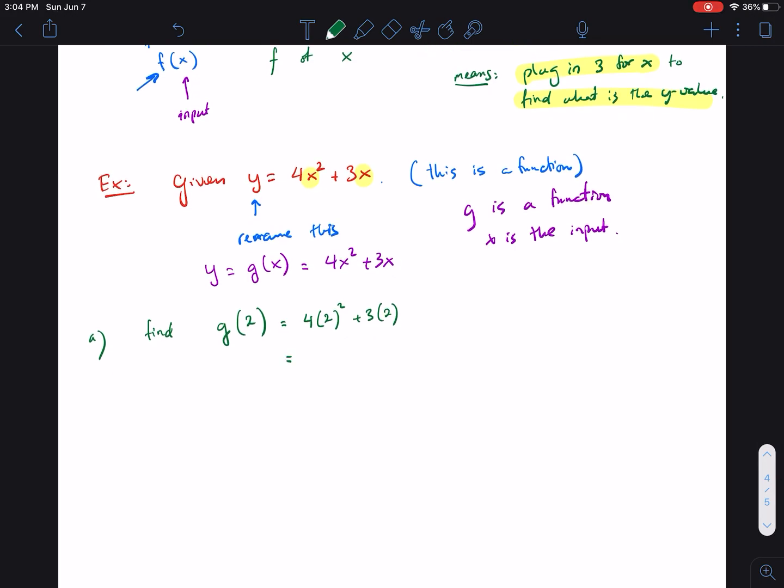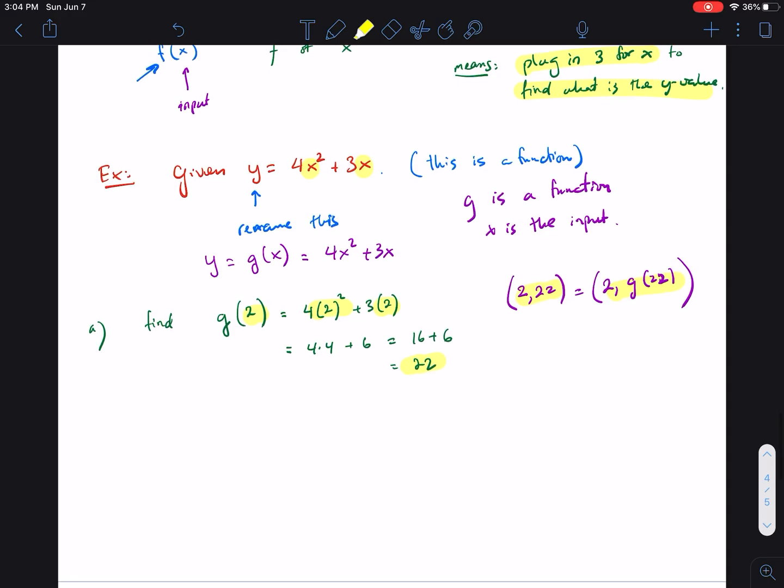For order of operations, we get 2 squared is 4, and then 3 times 2 is 6, so that's 16 plus 6, so that's 22. So in this case, the ordered pair we're looking at is: x is 2, the x coordinate is 2, the y coordinate is 22. Another way to write this is 2 comma g of 2, if you want to be fancy. So this is what this math is giving us.